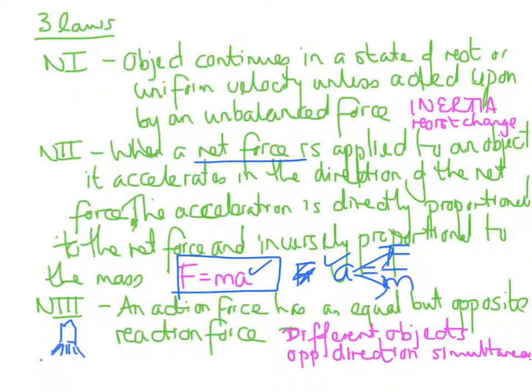And in Newton's third law, an action force has an equal but opposite reaction force. They must be acting on different objects. They must act in opposite directions. They must act at the same time. If I look at this little rocket over here, what is the action force? The action force is the gases going down. What is the reaction force? The reaction force of the gases back onto the rocket, and that causes the rocket to shoot on up.